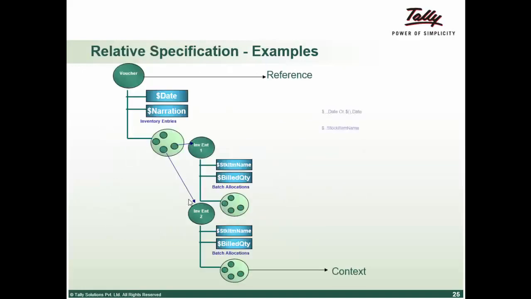There are some references, dollar date, dollar dot dot date. In case the context is a batch allocation and you need a value from your voucher, you can write dollar 3 dots. 3 dots why? 1 for batch allocation, 2 for inventory entries and 3 for voucher. And as you know that dollar date is available at the base, you can also provide dollar open parenthesis, close parenthesis, dot, date. In case you want to fetch the stock item name, you can say dollar dot dot stock item, 1 dot for batch and second dot for inventory.